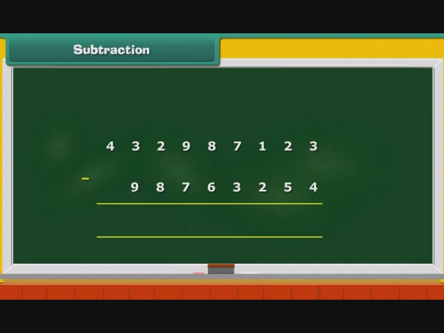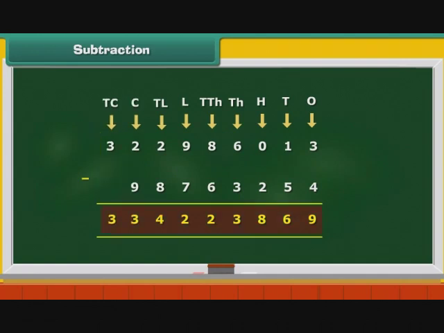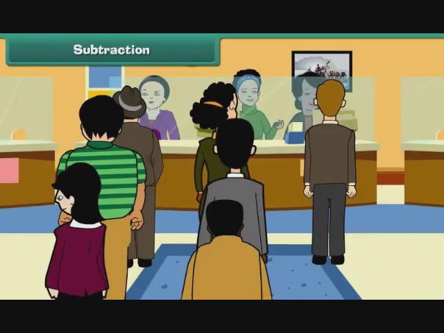432987123 is the minuend as it is the larger number. 98763254 is the subtrahend as it is the smaller number. Write the minuend. Write the subtrahend below it. Subtract the numbers. Start with the digits at the ones place. Then proceed to tens place, hundreds place, and so on. The difference is 334223869. Let us attempt a word problem involving subtraction.